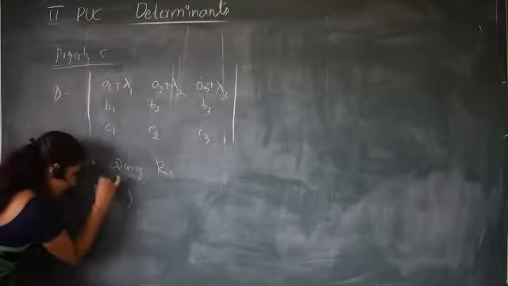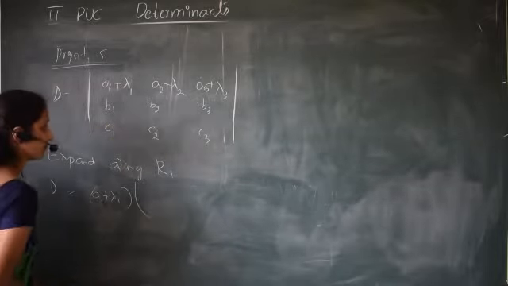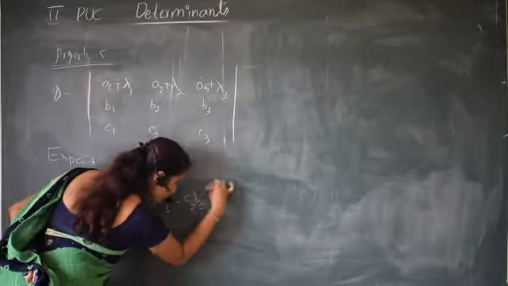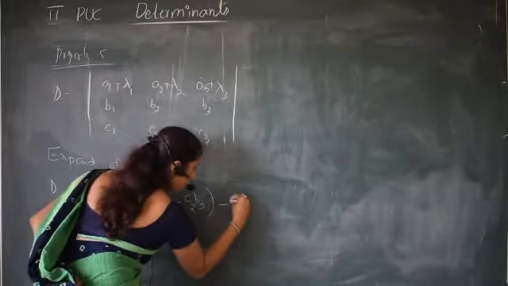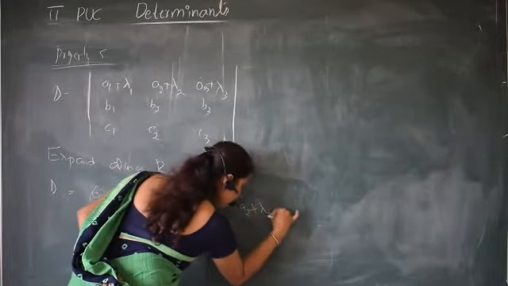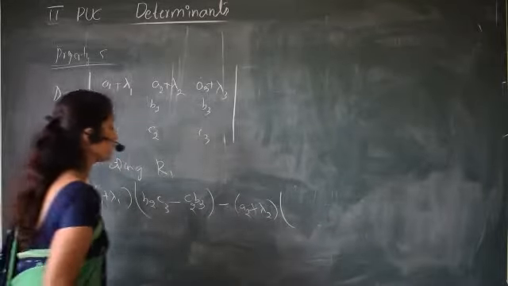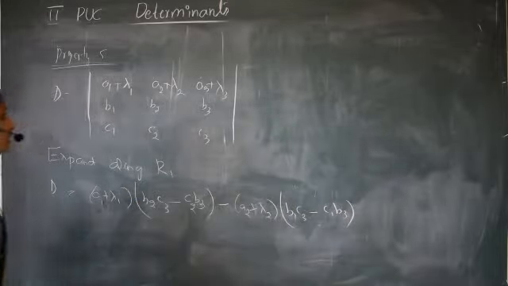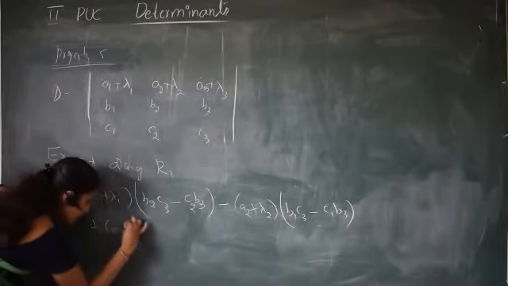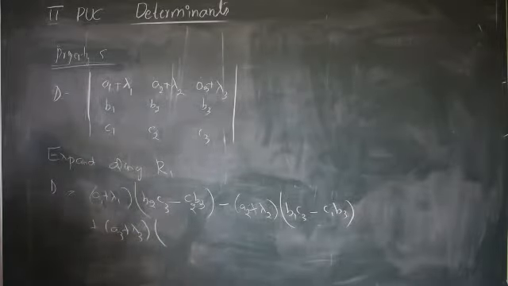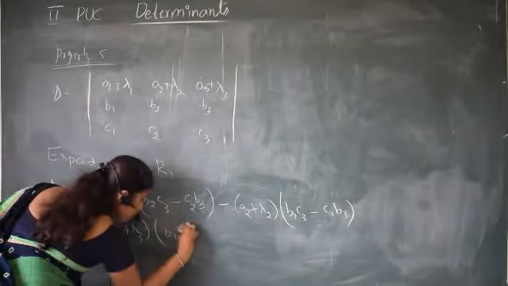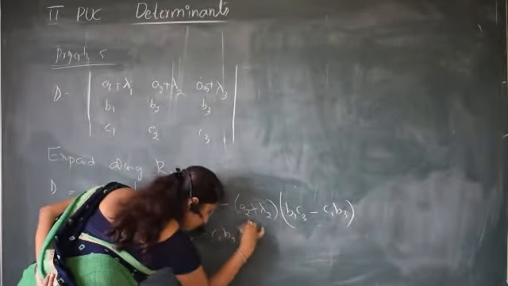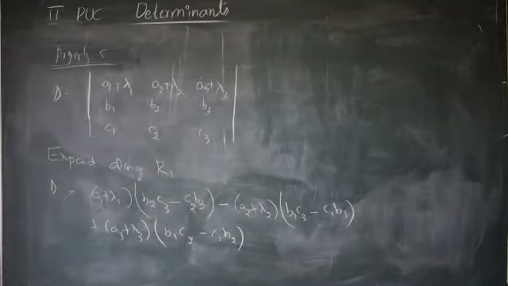A1 plus lambda 1 into B2C3 minus C2B3, then minus A2 plus lambda 2 into B1C3 minus C1B3, then plus A3 plus lambda 3 into B1C2 minus C1B2. So this is the expansion along R1.